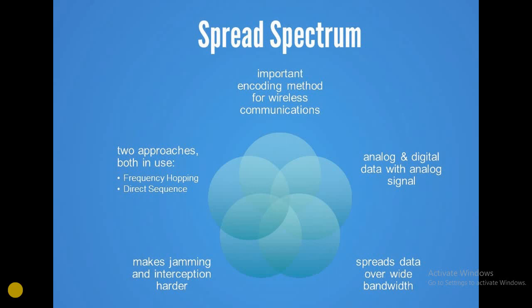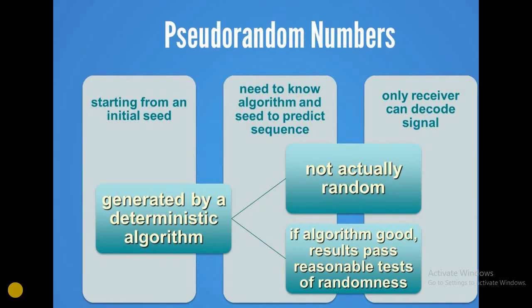Next, against jamming and interception, we use pseudo random numbers. What is a pseudo random number? A pseudo random number starts from one initial state and is generated by a deterministic algorithm. Once generated, one needs to know the algorithm and seed to predict the sequence. It is not actually random, but if the algorithm is good, the result passes a reasonable test of randomness.